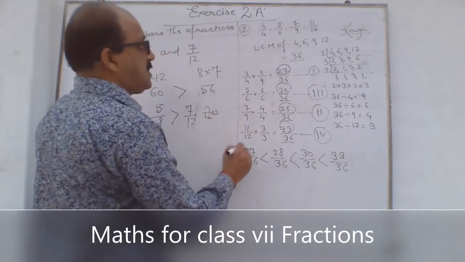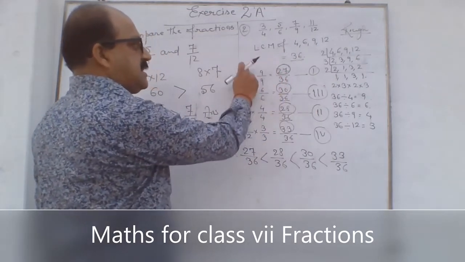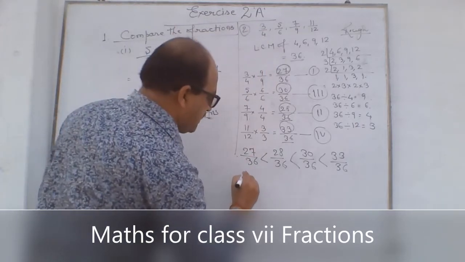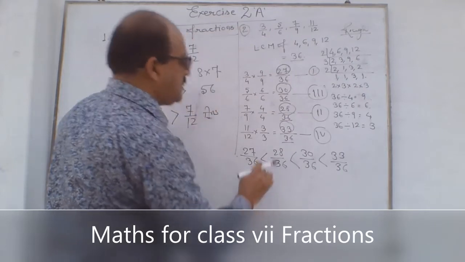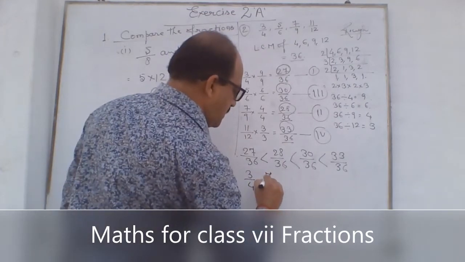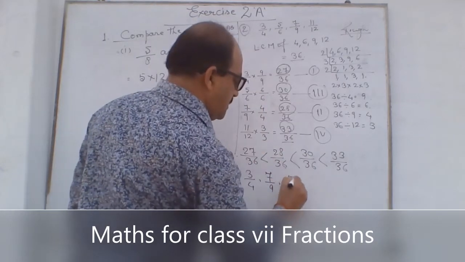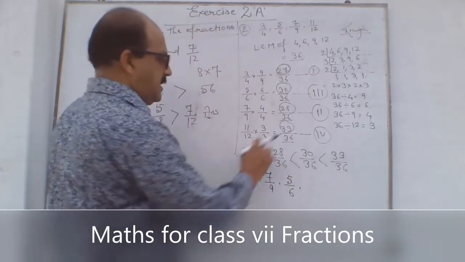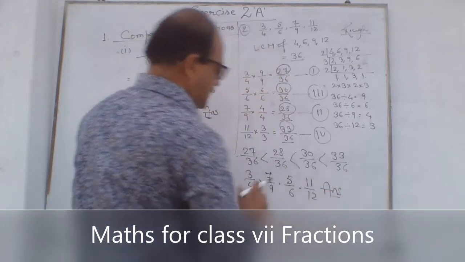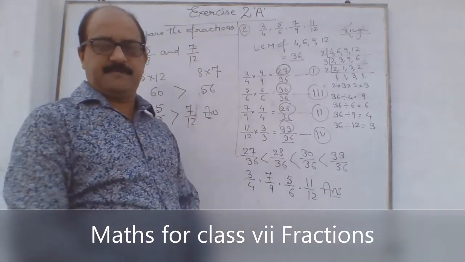Here we see 27 by 36 is the smallest, which is the value of 3 by 4. So we write 3 by 4, comma, 28 by 36 is the value of 7 by 9, so 7 by 9. Again 30 by 36 is 5 by 6, and last one 11 by 12. So these are the answer, arranged in ascending order.